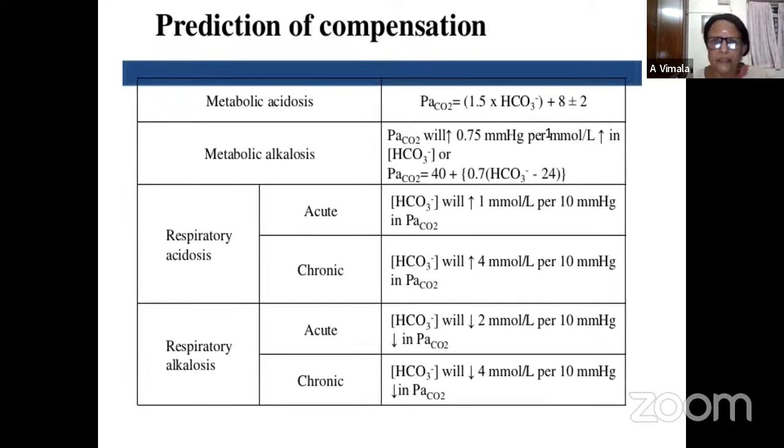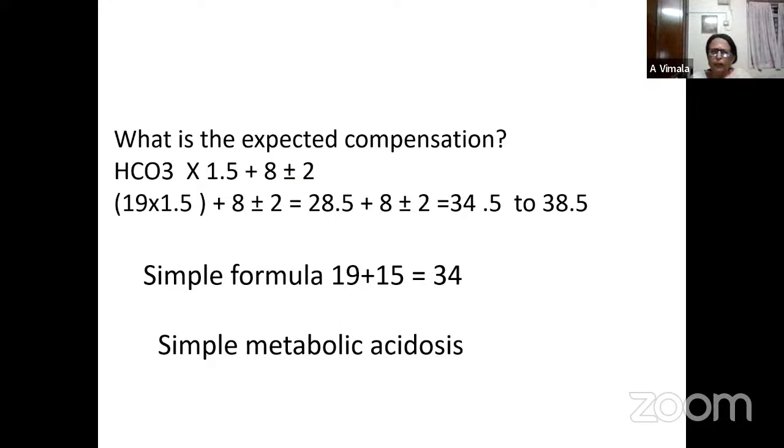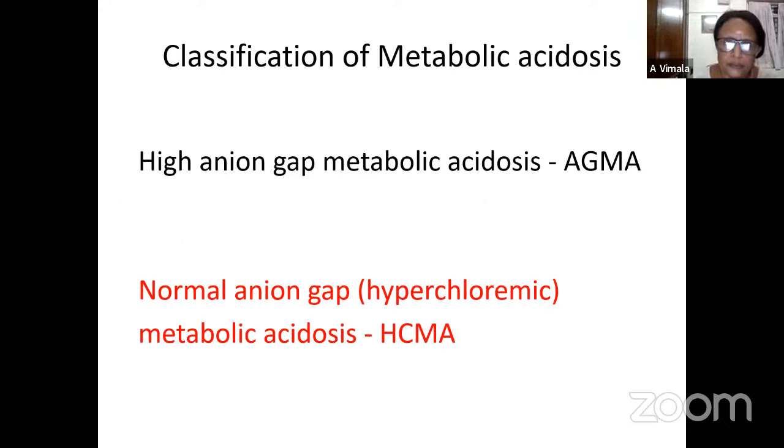Anyway, the next step is the calculation of anion gap. This is just the recapitulation of the correct compensation. I've already shown it in the last class. The expected compensation by the correct formula should range from 34.5 to 38.5, that is bicarbonate times 1.5 plus 8, plus or minus 2. When you calculate, you get a value ranging from 34.5 to 38.5. Applying the simple formula, it is 34. So the patient has a simple metabolic acidosis.